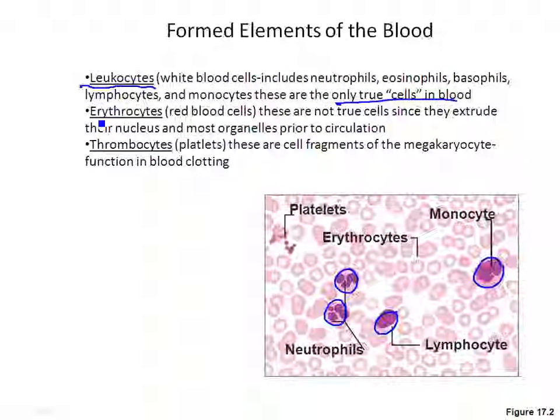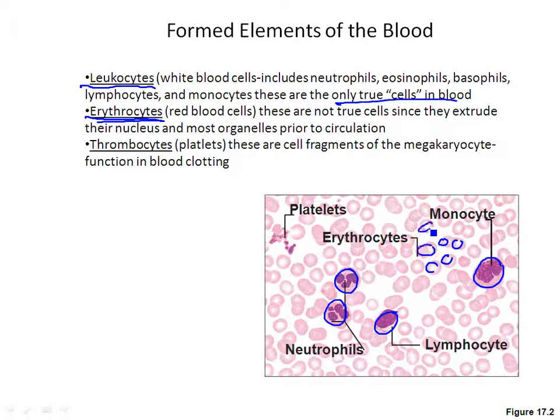Then if you look at the red blood cells, or the erythrocytes, you can use those terms interchangeably. These are not true blood cells, because if you look at them, all of these little discs here are all your erythrocytes or your red blood cells. None of them have nuclei, so they're not considered true cells. They're going to extrude or spit out their nucleus and most of their cellular organelles just prior to when they go into circulation in the bloodstream. The production of erythrocytes, though, is called erythropoiesis, and we'll talk about that in just a minute.